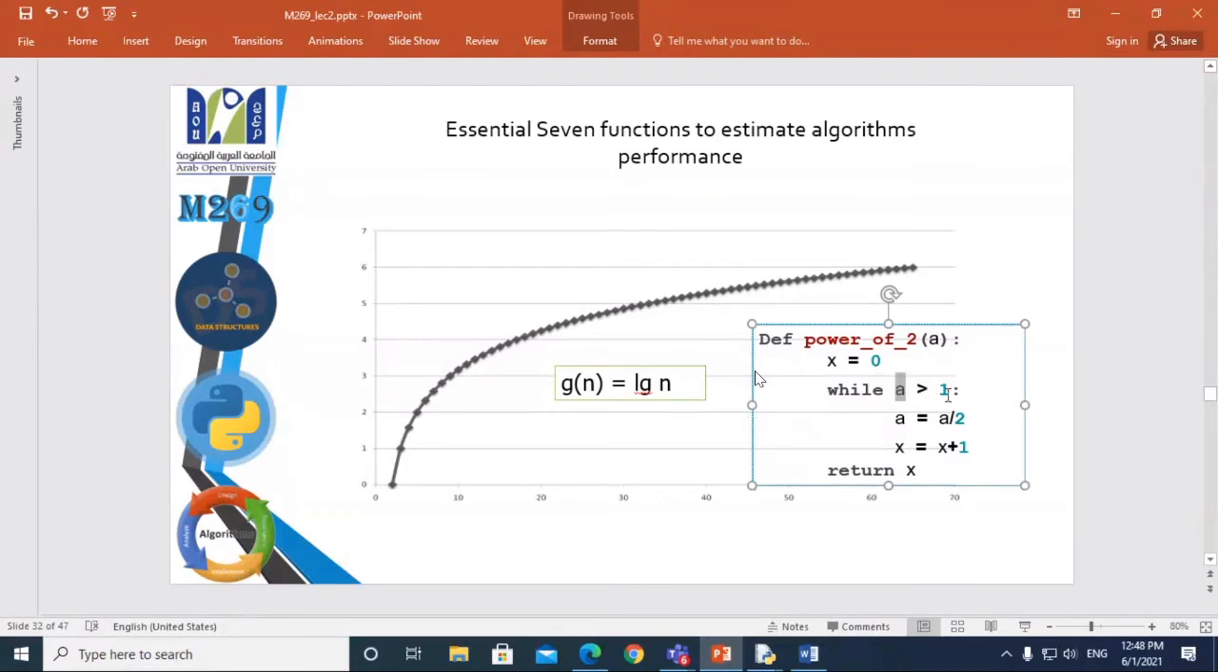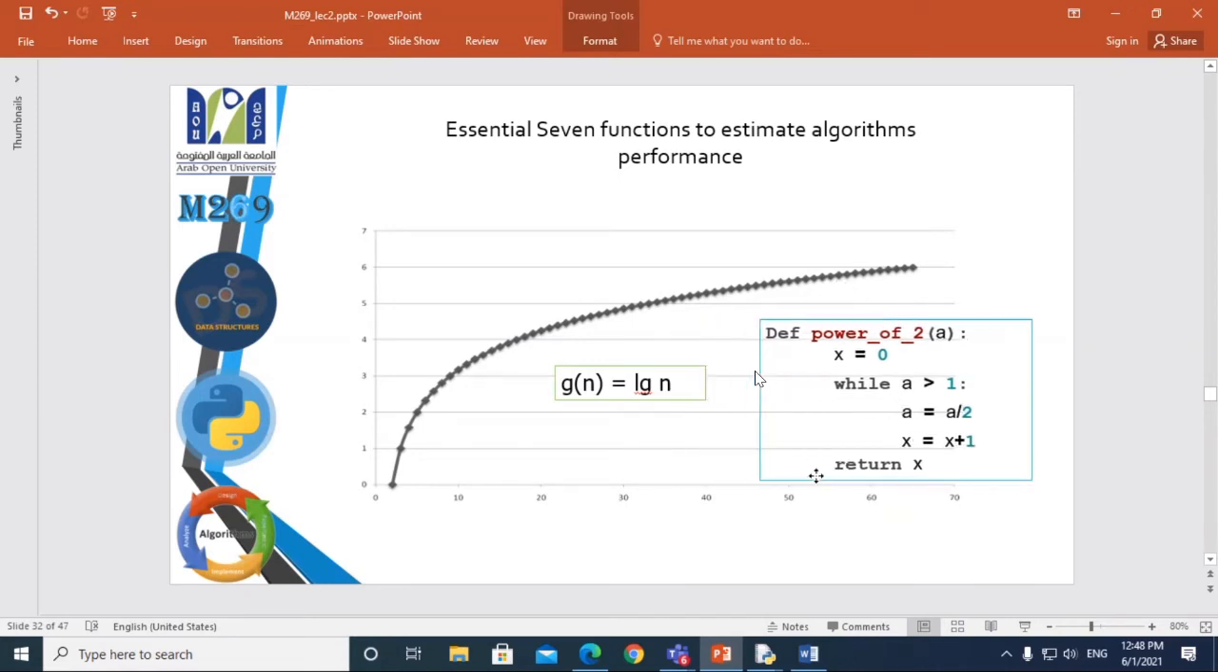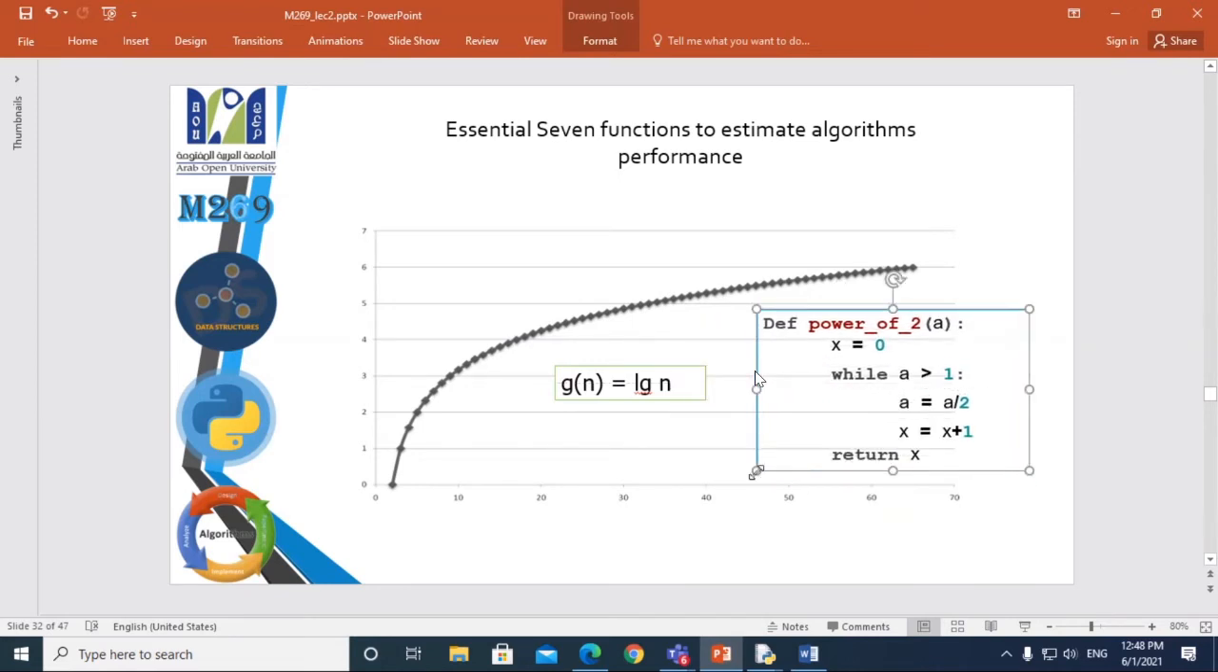A greater than 1, no. Continue. A greater than 1, no. Continue. A greater than 1, continue. A greater than 1, no. Exit. So A will affect the loop. Agree with me or not? Agree. Excellent.